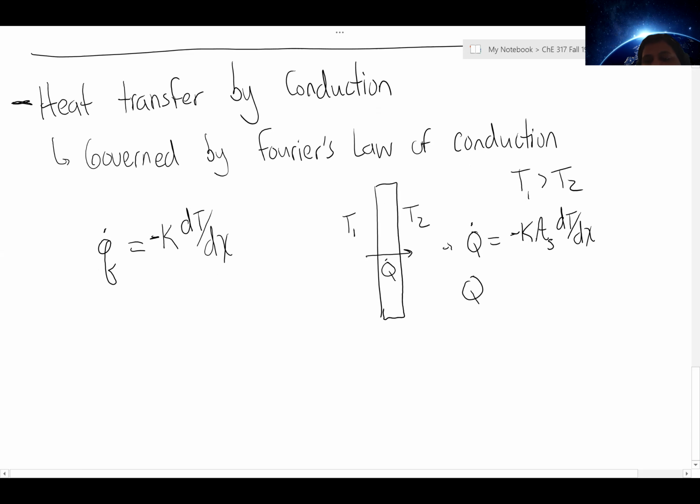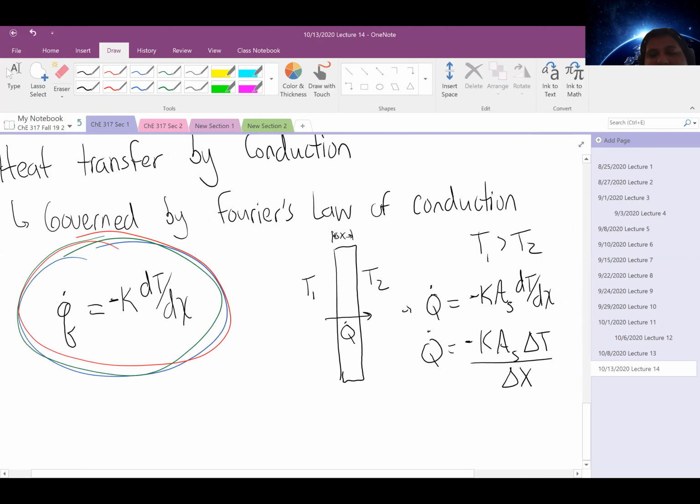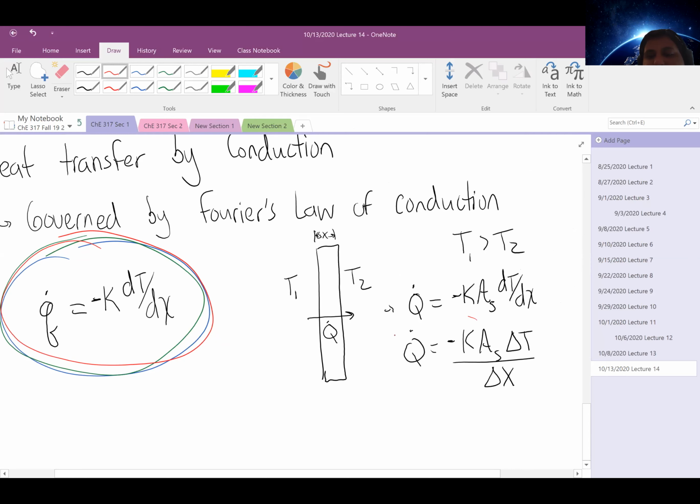and then we have to consider the temperature gradient. If we integrate between two temperatures across a particular thickness, we can also describe this by the equation here, where Q is equal to negative K times the surface area times the temperature gradient, delta T over the thickness of interest, or delta X. So in this case, this would be delta X. Definitely keep this equation in mind, actually both of these, because they will become extremely important as we consider calculations of heat transfer via conduction.